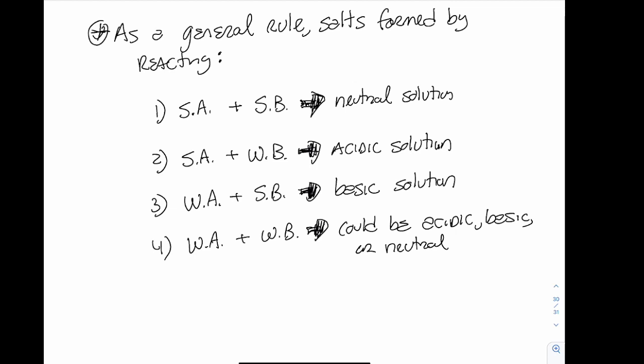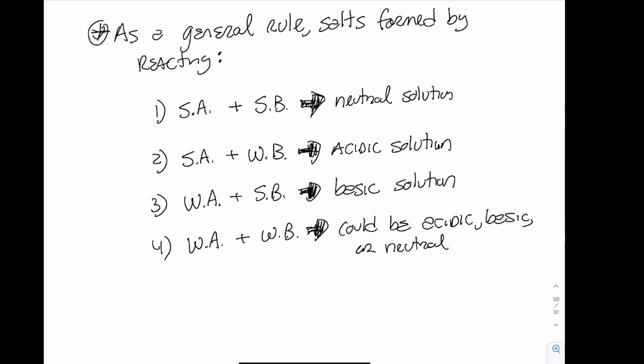So if my weak acid is actually stronger than my weak base, it's going to be acidic. So if the Ka of my acid is larger than the Kb of my base, it's going to be acidic. Vice versa, if the Kb for the base is larger than the Ka for the acid, it's going to be basic. And if the two are the same, it's going to be a neutral solution because they're equally strong.